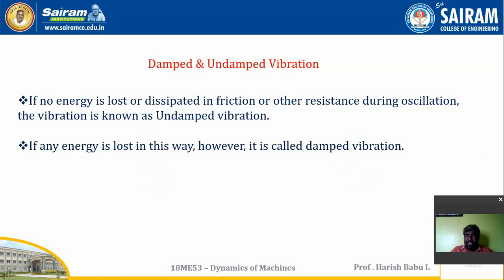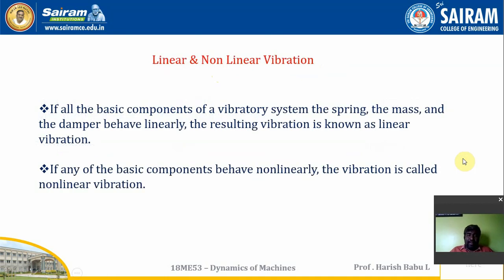Normally there will be a combination of forced undamped vibration, forced damped vibration, free damped vibration, and free undamped vibration. You're going to study both in the syllabus, undamped vibration as well as damped vibrations. Coming to linear and non-linear: if the basic components of a vibrating system, that is spring, mass and damper, behave in a linear way, then the resulting vibration will be a linear vibration. If any of the basic components behaves non-linearly, meaning there will be continuous fluctuations, then it is called non-linear vibration.